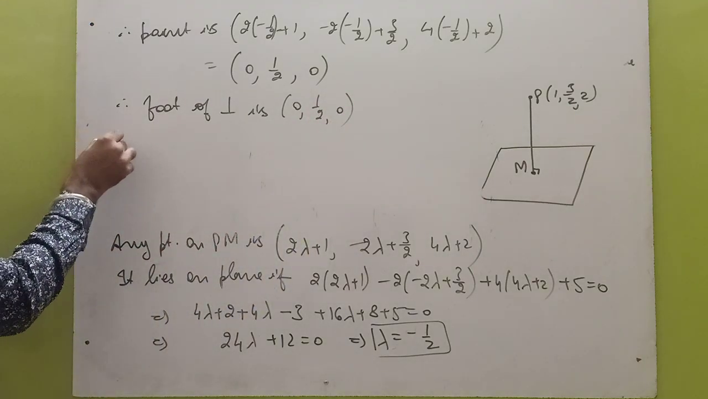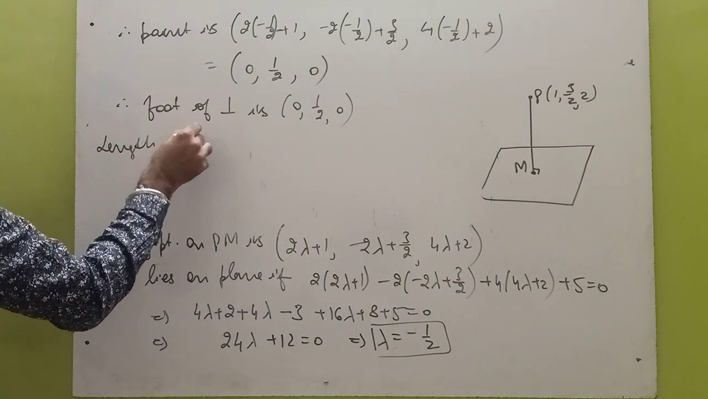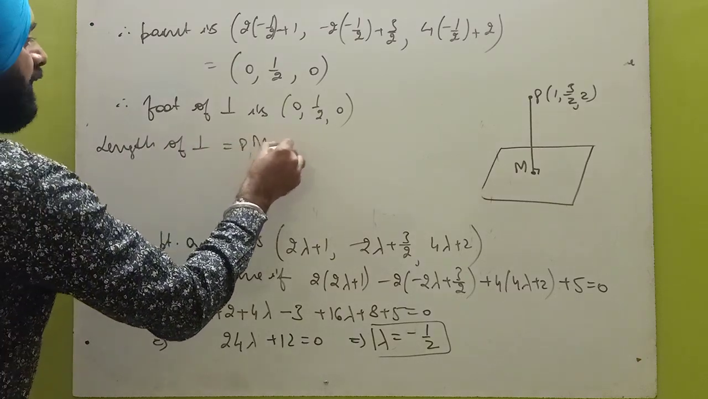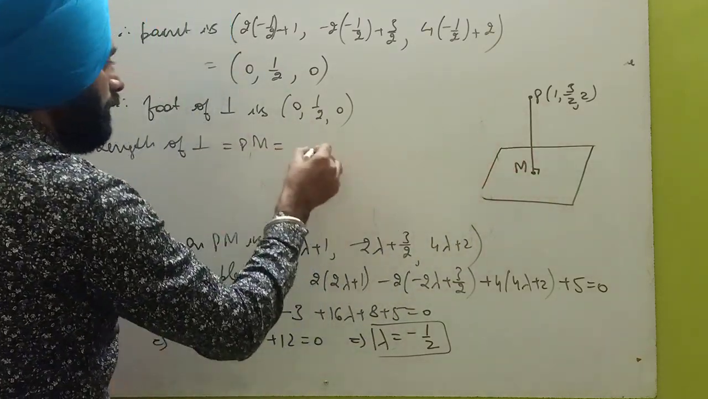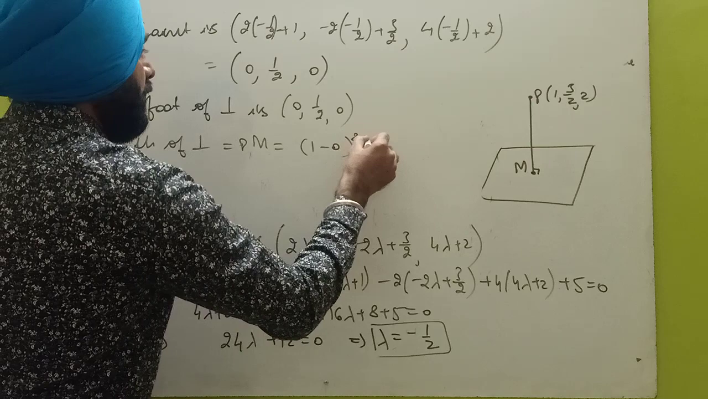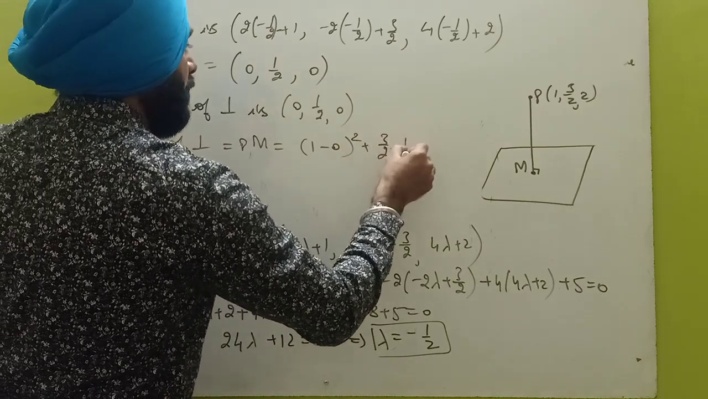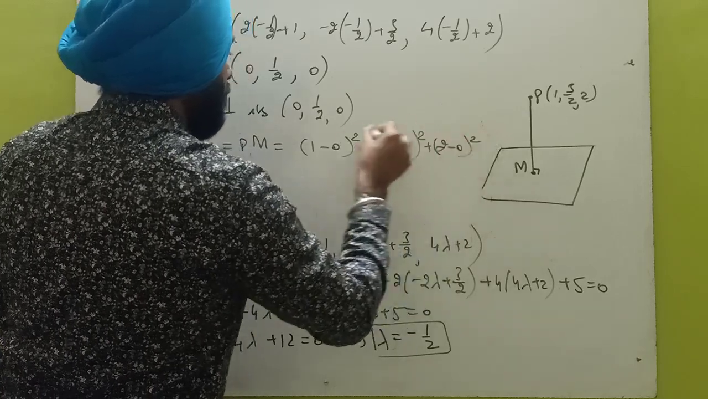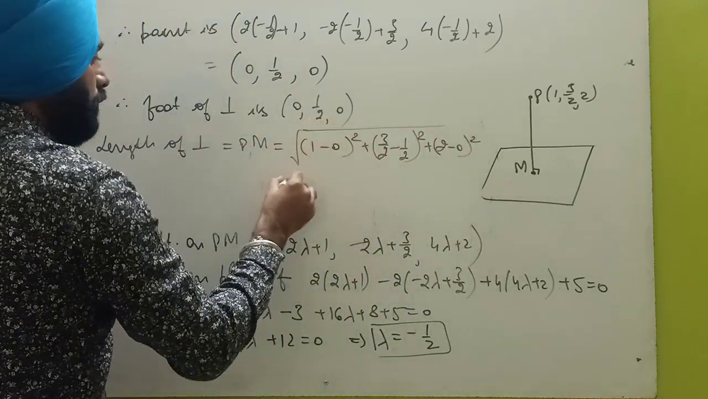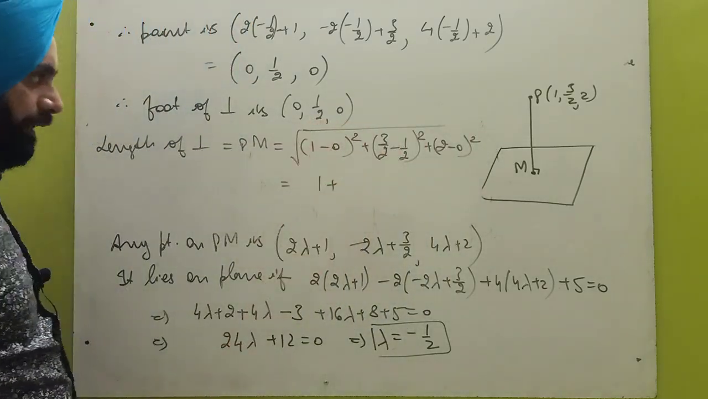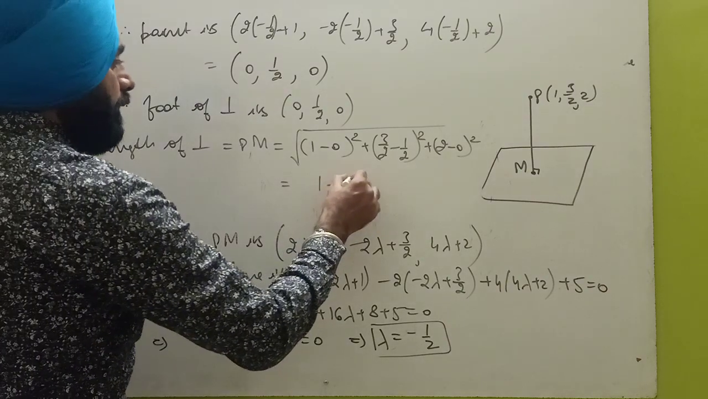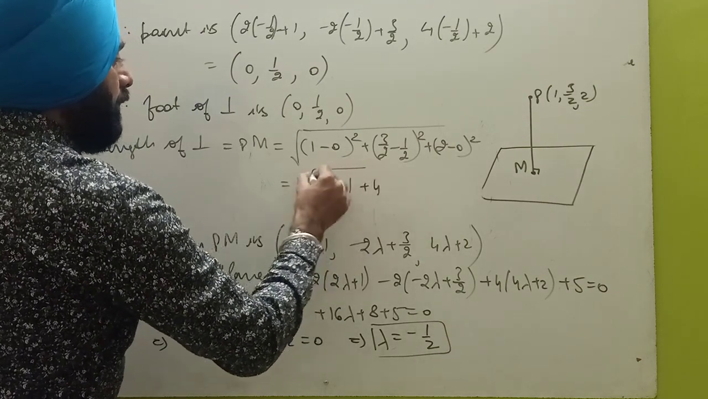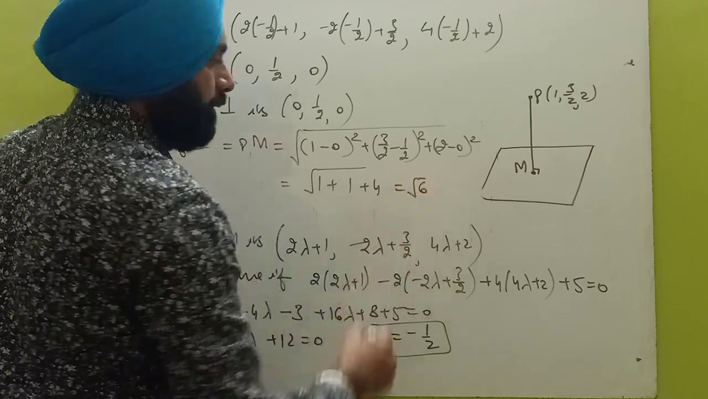And now the length of the perpendicular, which is equal to PM. So apply the distance formula between these 2 points: square root of (1 minus 0) whole square plus (3/2 minus 1/2) whole square plus (2 minus 0) whole square. So this is equal to 1 plus 1 plus 4, and that value is under root 6.